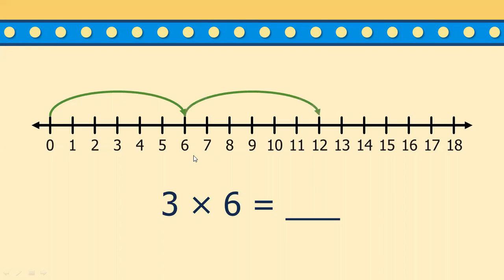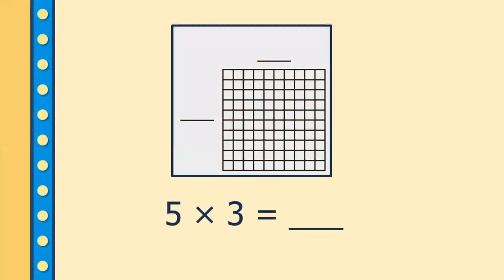6, 12, 18. 3 times 6 equals 18. All right, we've got these graphs here that we've been working on this week. And the biggest thing to remember here is to line up your red dots. You keep forgetting to do that.